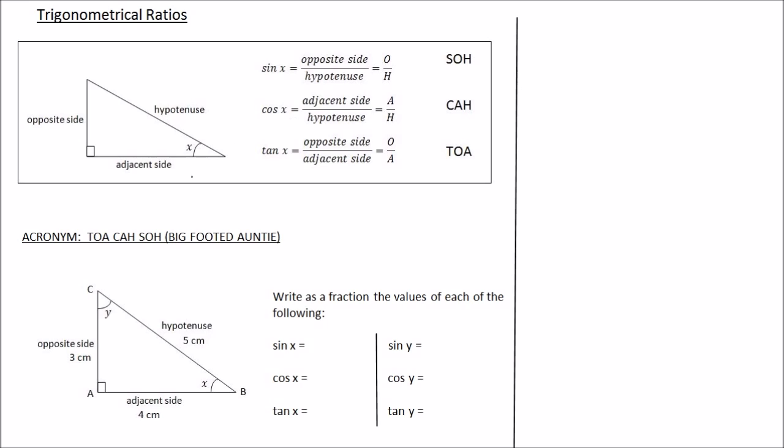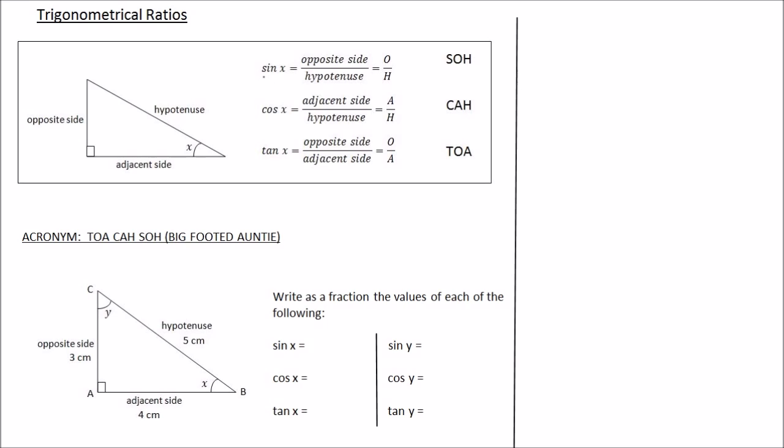The cosine of this angle x is the length of the adjacent side divided by the length of the hypotenuse. And it's shown here. And I represent this with the letter A from adjacent, divided by H. Thirdly, the tangent of the angle x is the opposite side divided by the adjacent side, or O divided by A.